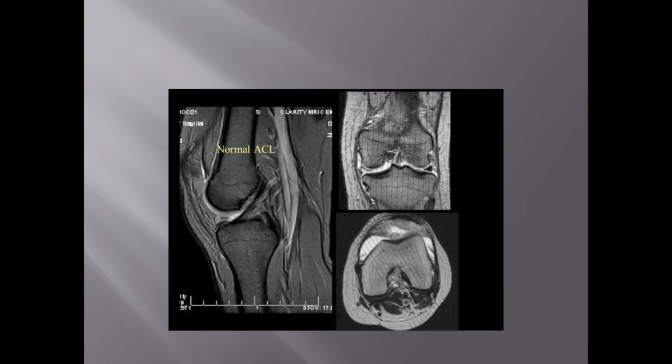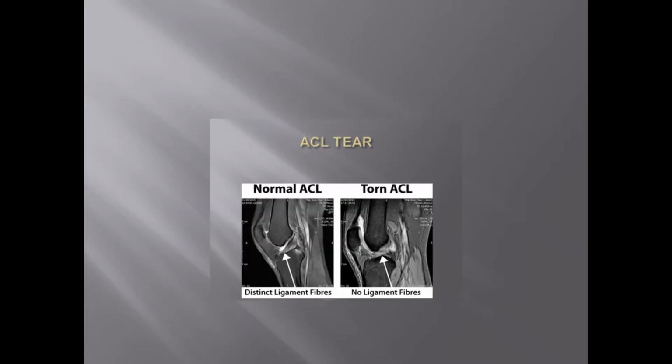Now, another common injury is the anterior cruciate ligament tear. This is an example of a normal ligament, which shows as a band of decreased signal. It is attached to the anterior part of the tibia and superiorly to the medial surface of the lateral femoral condyle. In a patient with a complete full thickness tear, we see increased T2 signal in place of the normal ligament.